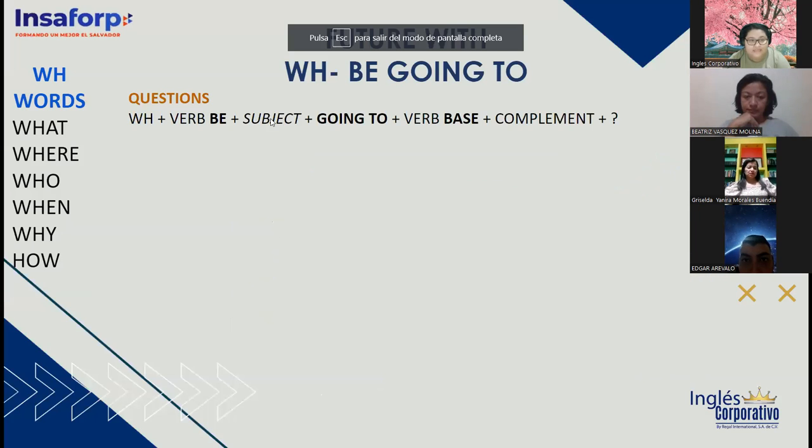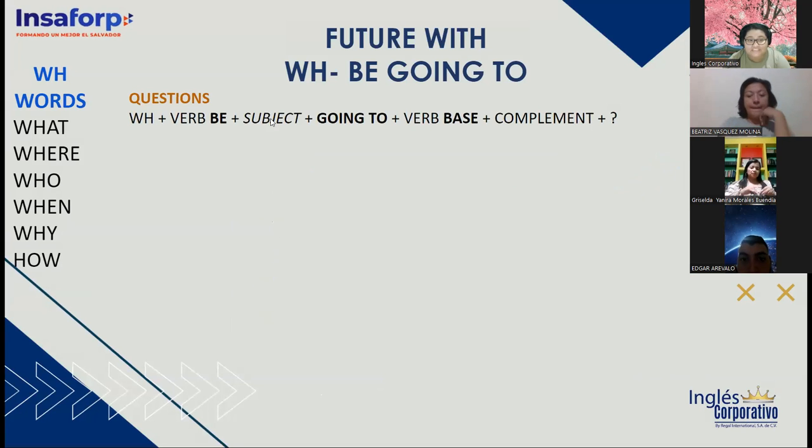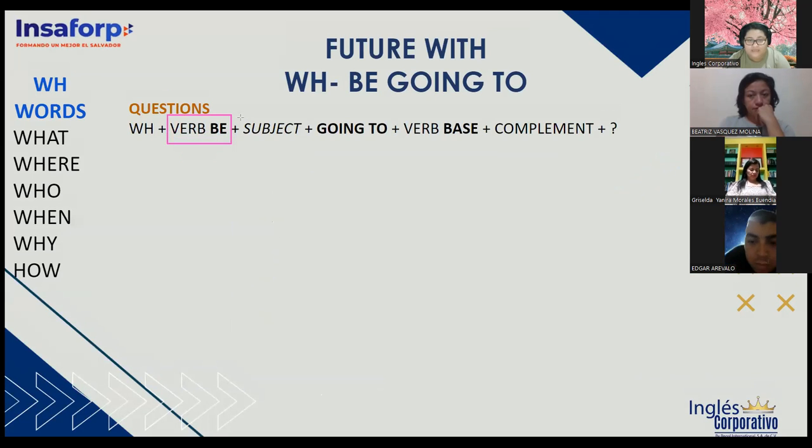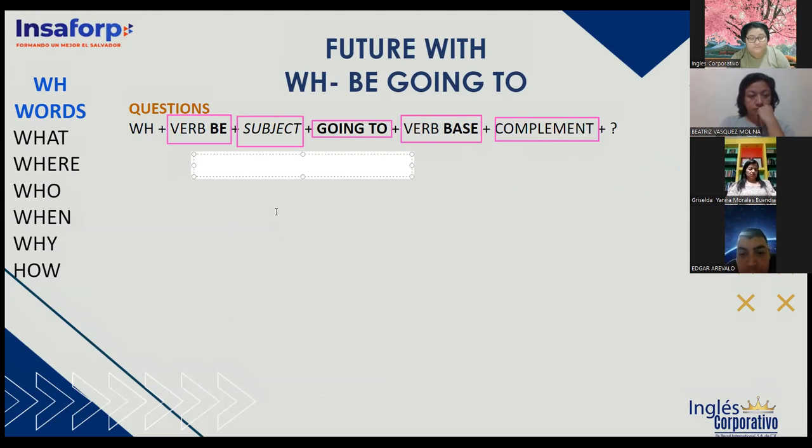La forma de las preguntas de yes y no, o sea, cuando usted tiene una pregunta que inicia con el verbo be, el subject, el going to, el verb in the base y el complement, usted está haciendo una pregunta de yes and no. Y vamos a hacer un ejemplo acá. Por ejemplo, si yo digo, is she going to run tomorrow?